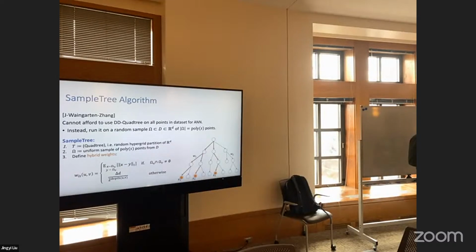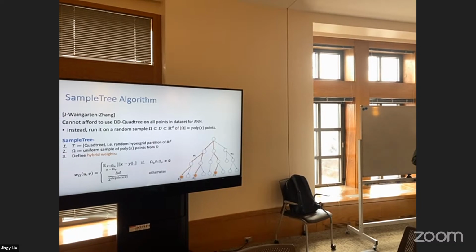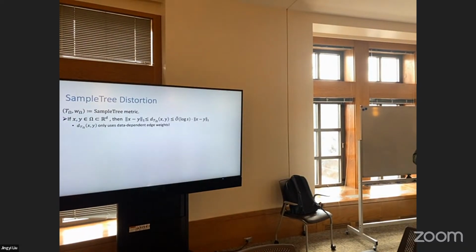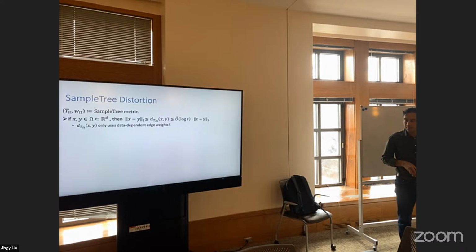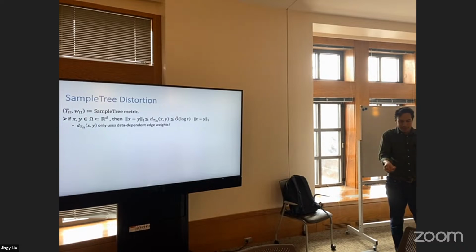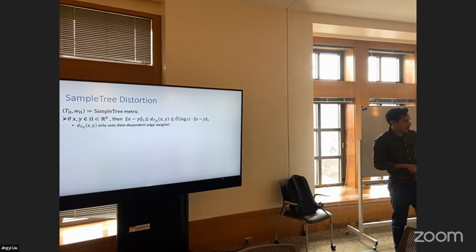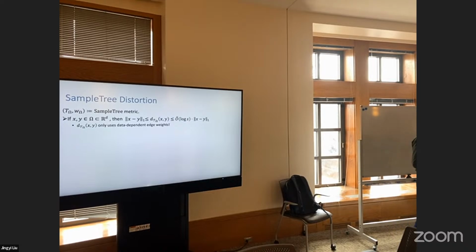And now we want to ask, is this going to give us the result we want? Well, it's not, but it'll help us a little bit. So what is the distortion of this? How would we analyze this embedding? Well, first of all, let T sub omega be the sample tree metric. And it depends on omega, of course, so we're going to subscript it by omega. So if I have 2 points that were in my sample, what is their distortion? Well, it's a log s distortion, just because their distance in the tree is exactly equal to the data-dependent distance that they would have had in the data-dependent quadtree. So they inherit this improved log s approximation.